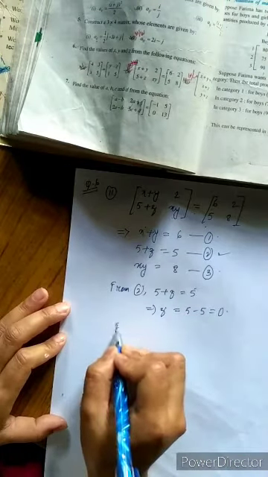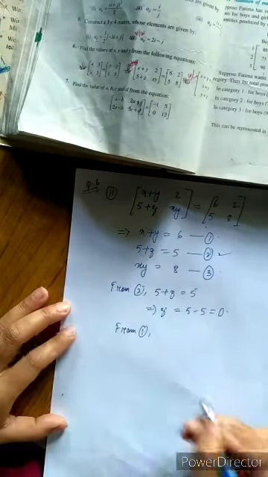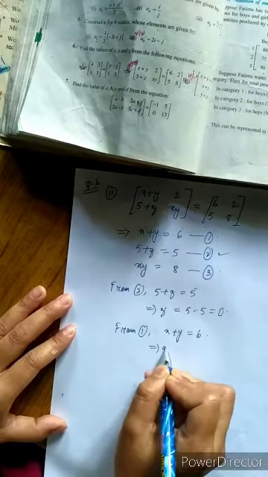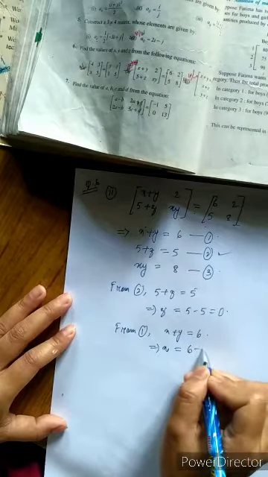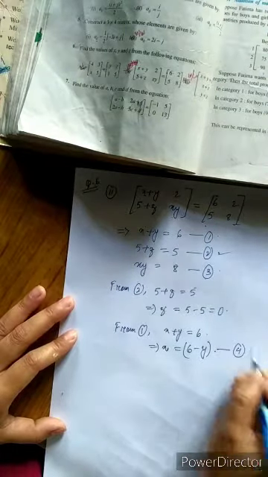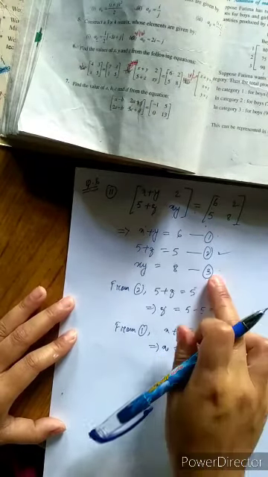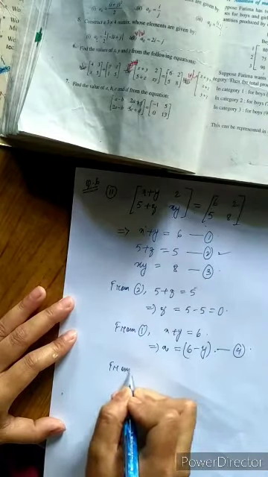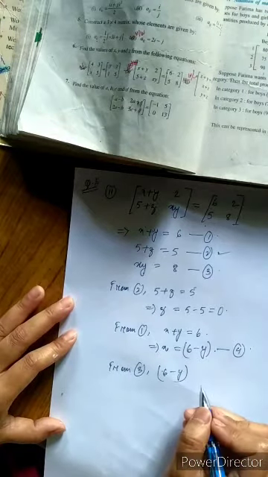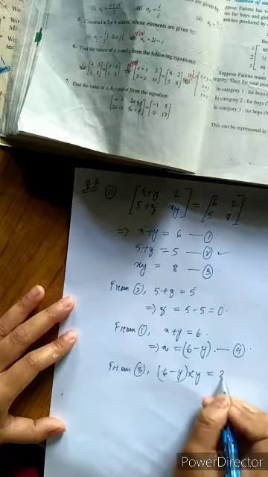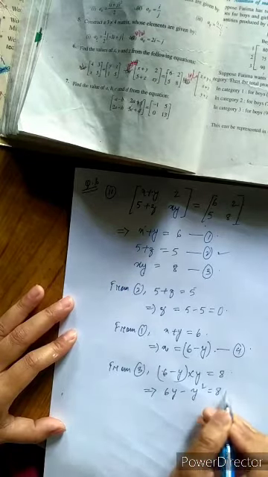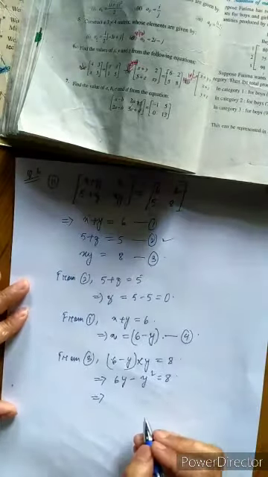Next, equations number 1 and 3. From equation number 1, x plus y is equal to 6. And find x. x is equal to 6 minus y by transposition. Write equation number 4. Using this value of x in equation number 3. From equation number 3, replace x by 6 minus y multiplied by y is equal to 8, which implies that 6y minus y square is equal to 8.